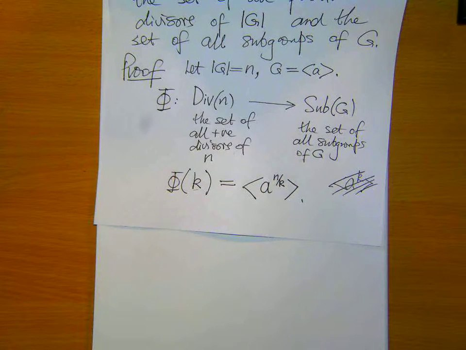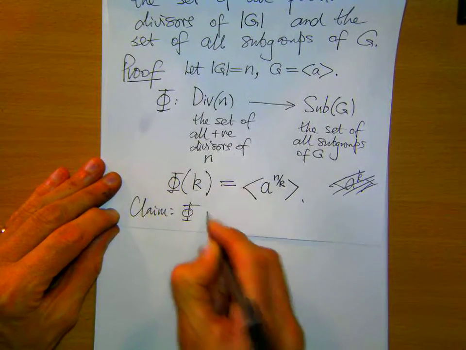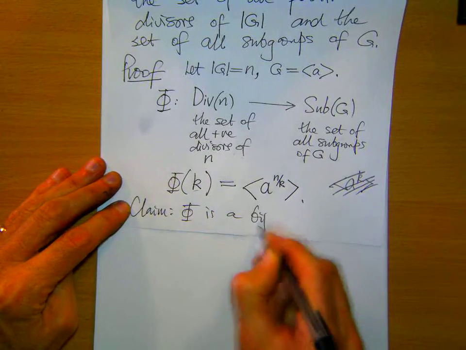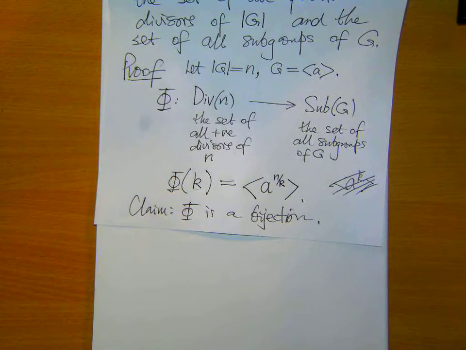And the claim is that this is actually a bijection. It's injective and surjective, so it gives us a one-to-one correspondence between these two sets. And to prove that it's a bijection, we need a couple of the results we've already proved this morning. So I'm not going to do that now.